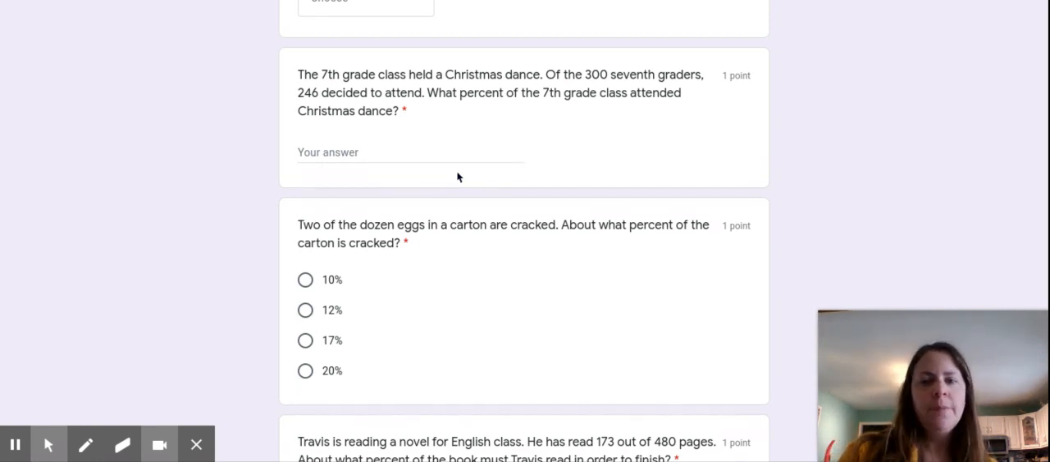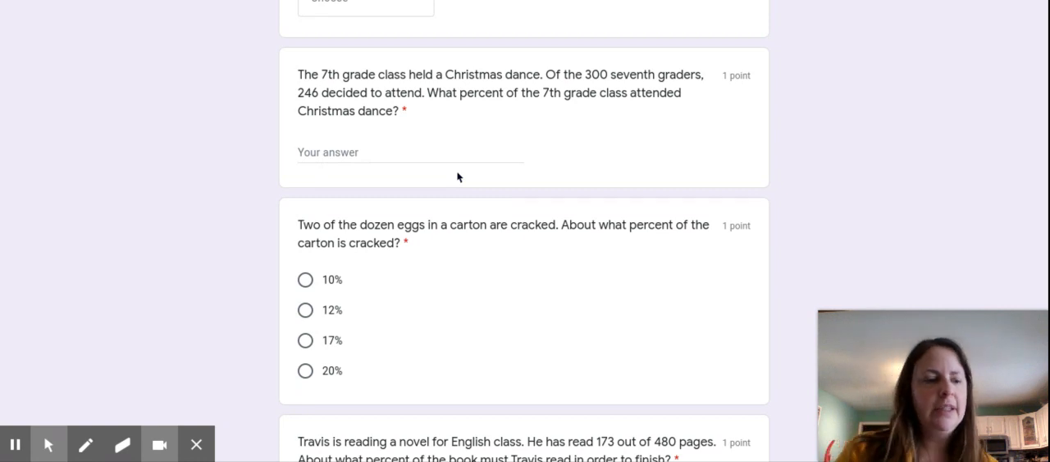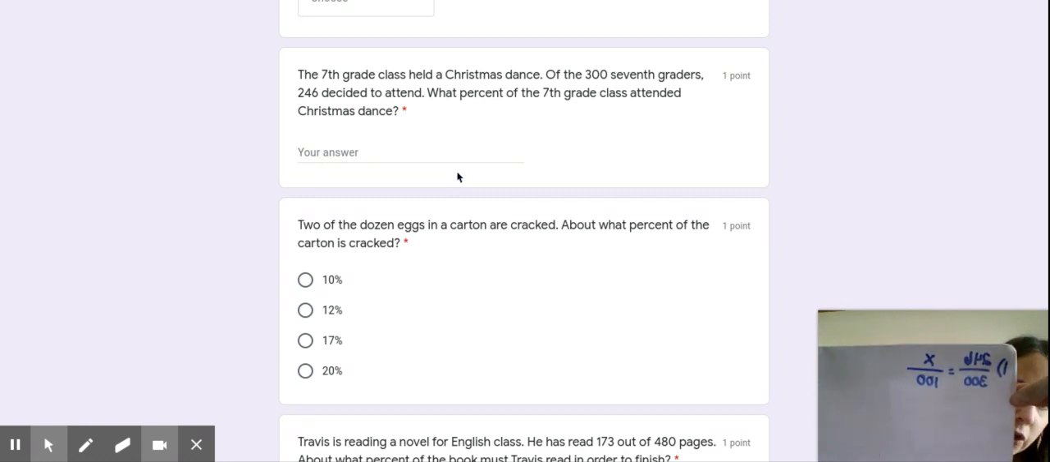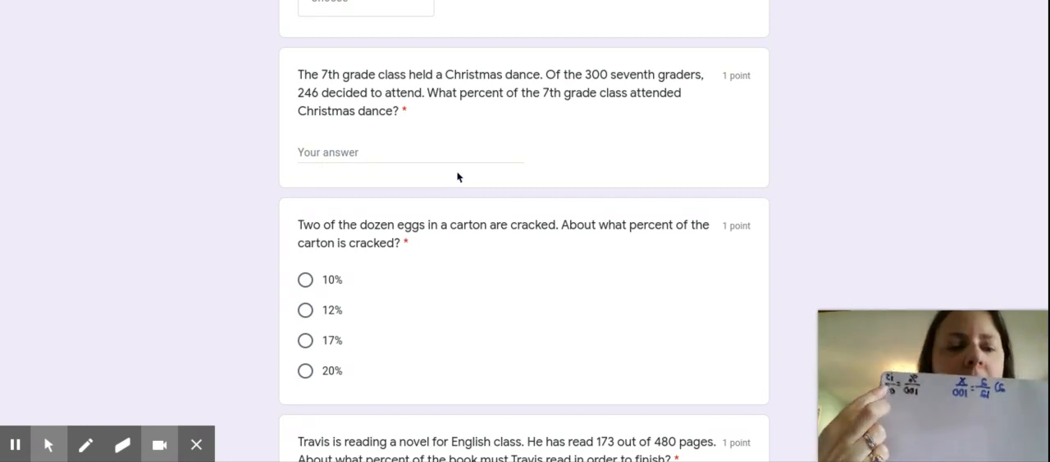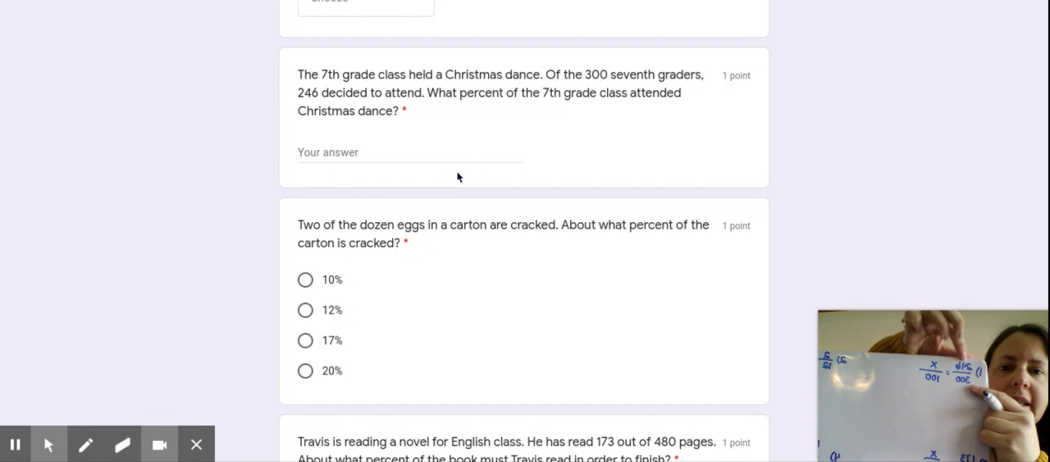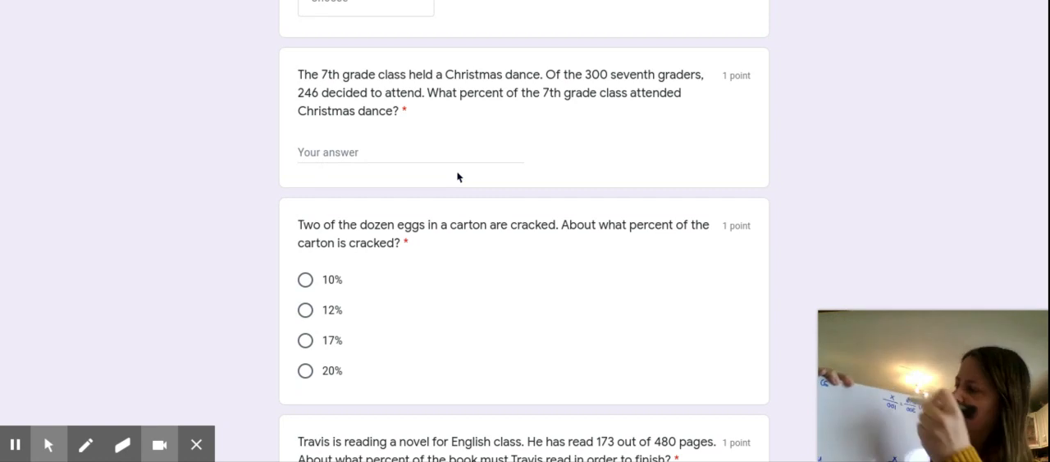So, question number 1, the 7th grade class held a Christmas dance. Of the 300 7th graders, 246 decided to attend. What percent of the 7th grade class attended the Christmas dance? Here's how I set up my proportion. So it says of, remember, the of is on the bottom. So of the 300, 246 decided to attend. So 246 is my part, 300 is my whole. I want to find the percentage.